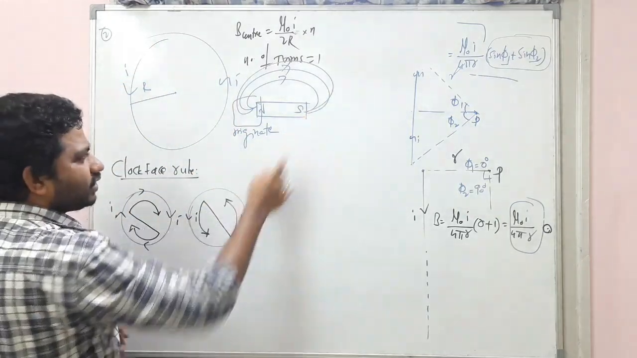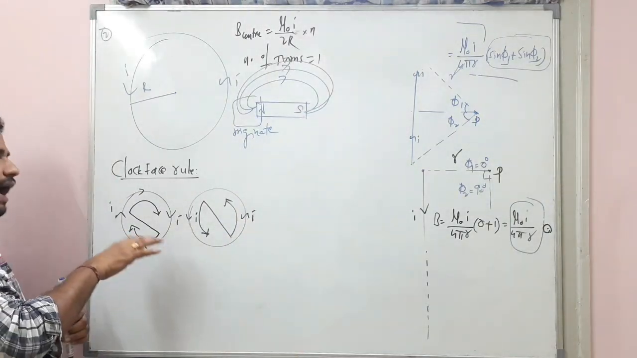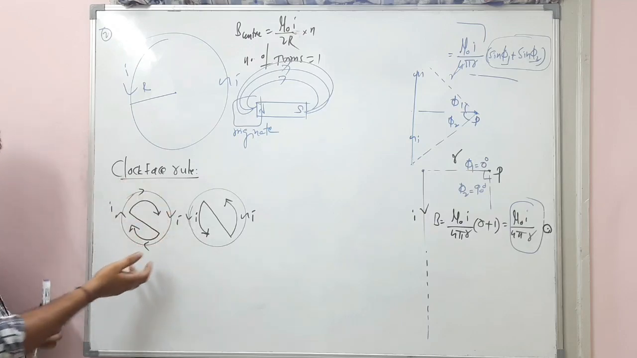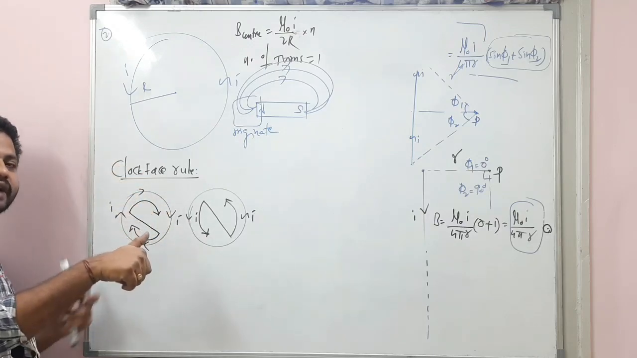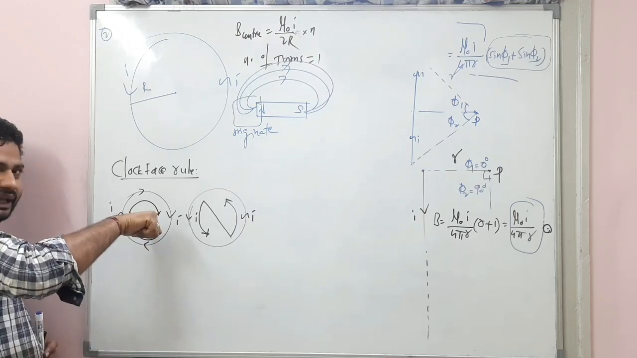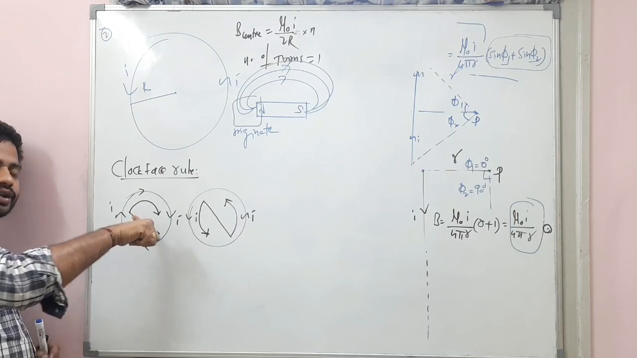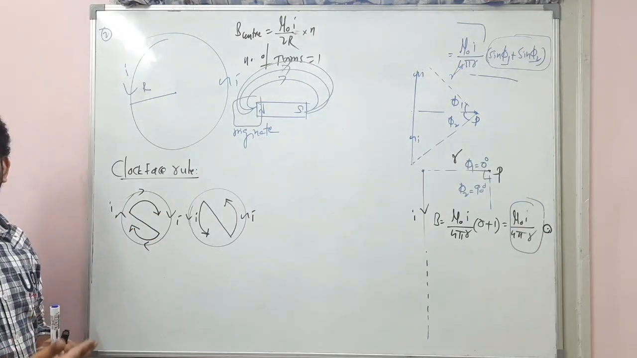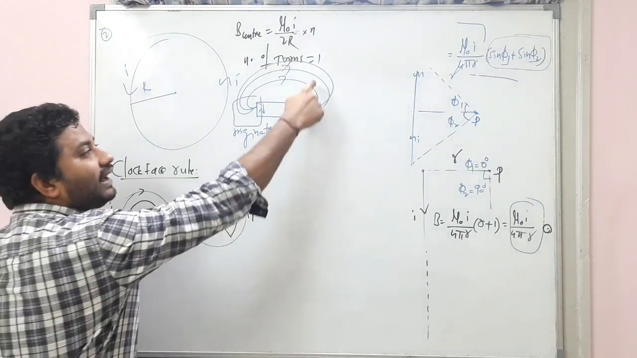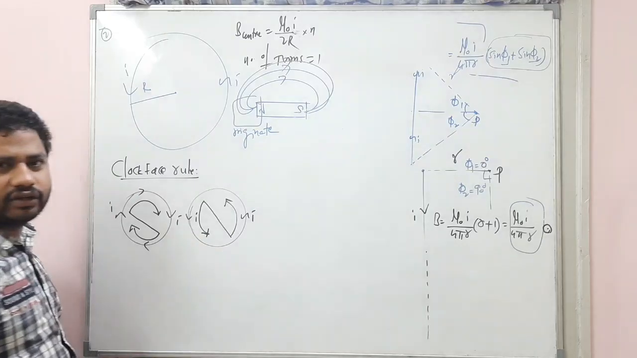From the north pole only, magnetic field lines will come out, originate. Understand? And what about the south pole? Look at here. When I curl my fingers in the direction of current, the thumb is pointing into the plane. When the thumb is pointing into the plane, magnetic field lines are entering into the south.